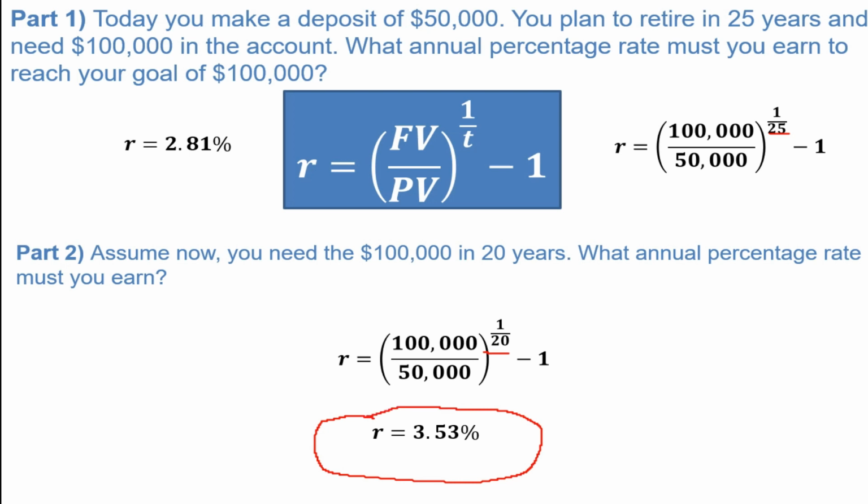We notice that that is higher than the 2.81% in the previous problem. This is because the $50,000 that we're depositing has less time to compound, and therefore we'll have to earn a higher rate of interest if we want to meet that same goal of $100,000.